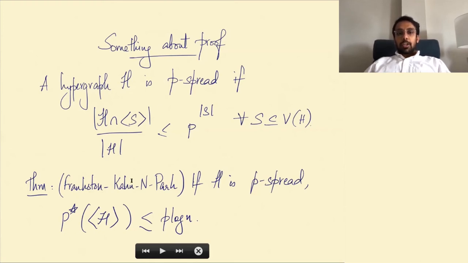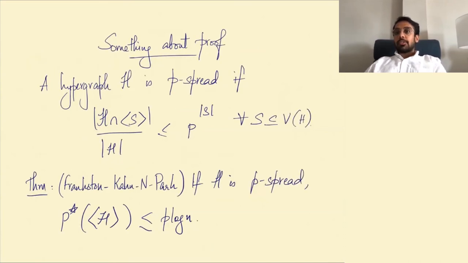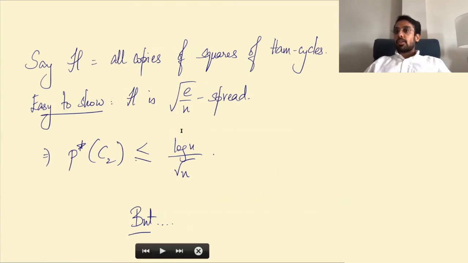Okay. And what do we show? We showed that if a hypergraph is p-spread, then a random set of density p log n will almost certainly contain an edge of H. So why am I mentioning this? Well, to start with, it already says something for the square of the Hamilton cycle. If we look at the hypergraph of all the copies of the square of the Hamilton cycle, then it's just a calculation to work out that this hypergraph is something like square root of e over n spread. And so just by appealing to this result, we immediately see that the threshold is at most something like log n over square root of n. So our result already gives us a bound on the threshold.